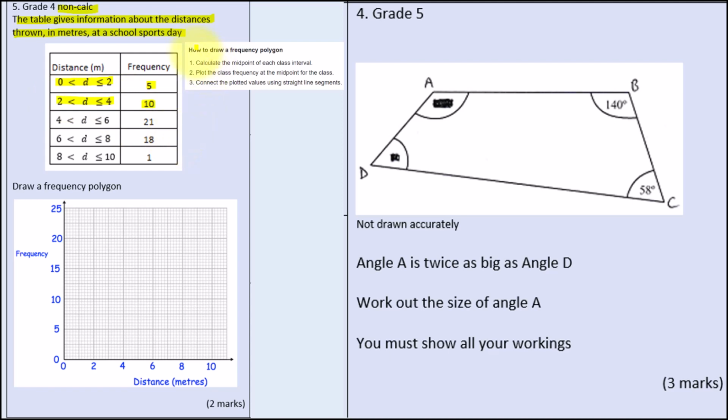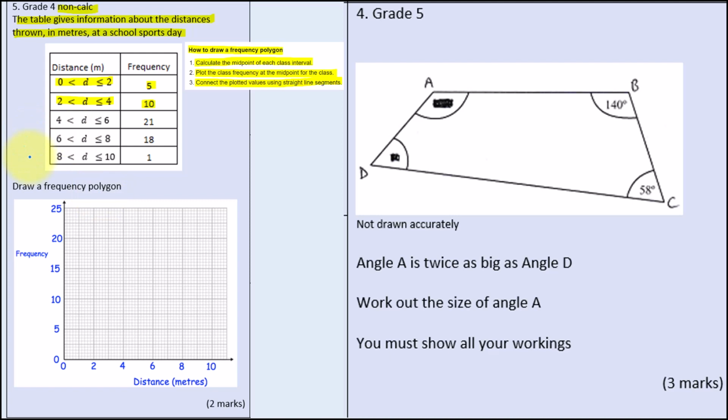So how do we draw a frequency polygon? You need to calculate the midpoint of each class interval, plot the class frequency at the midpoint for the class, and connect the plotted values using straight line segments. It has to be used with straight lines so it looks like a polygon, which is a multi-sided shape, the meaning of the word polygon. So let's first write the midpoints down.